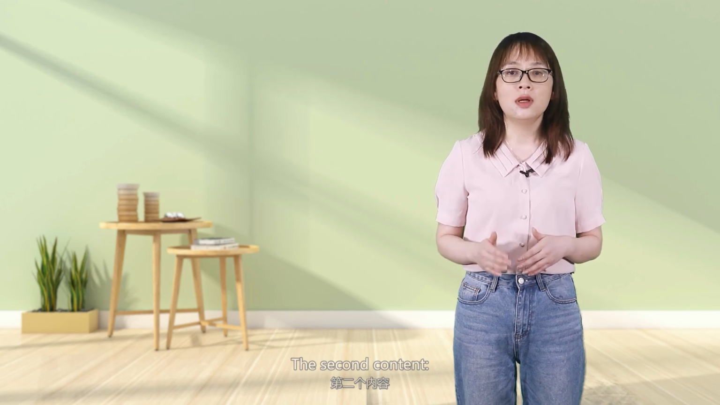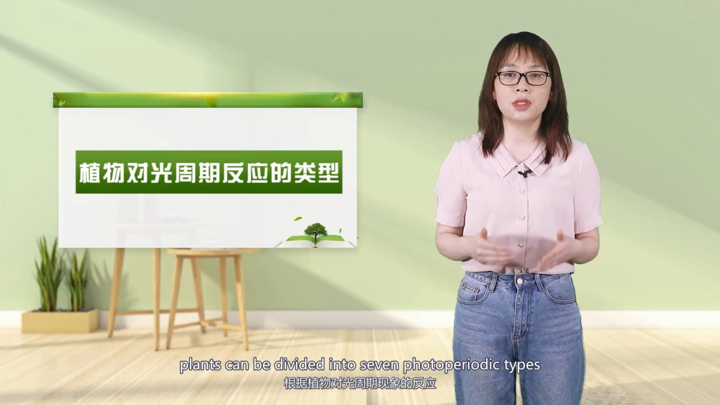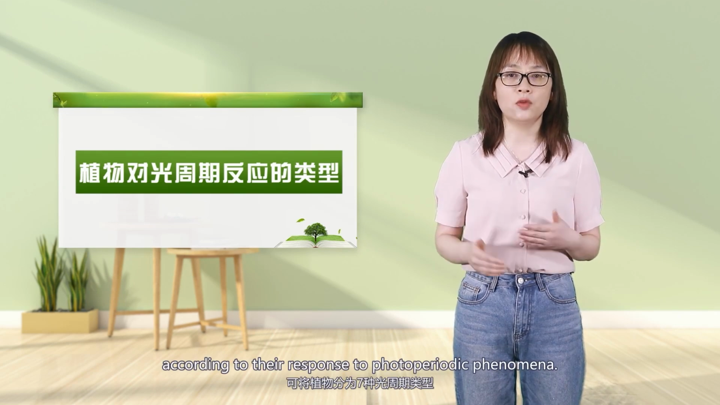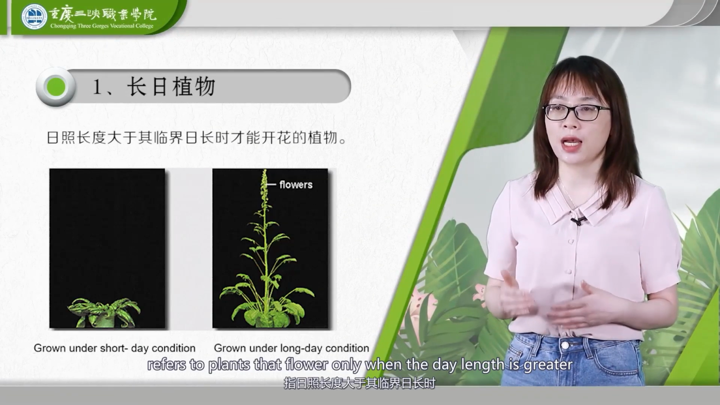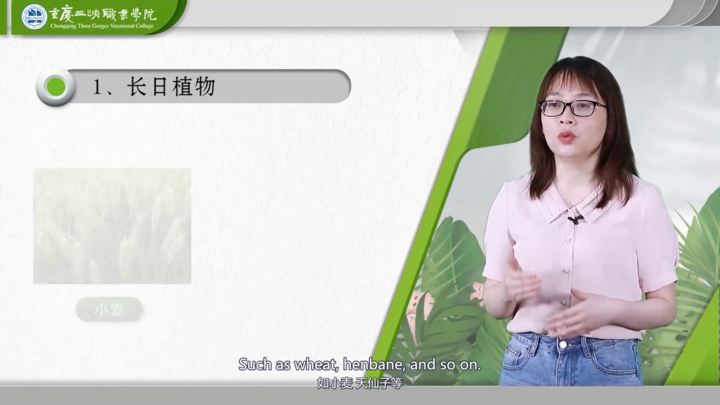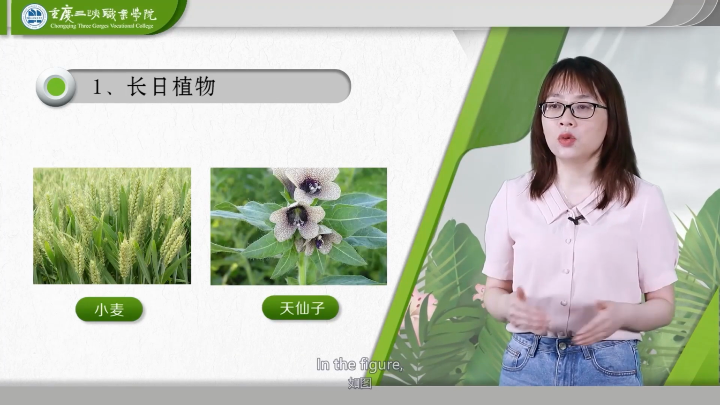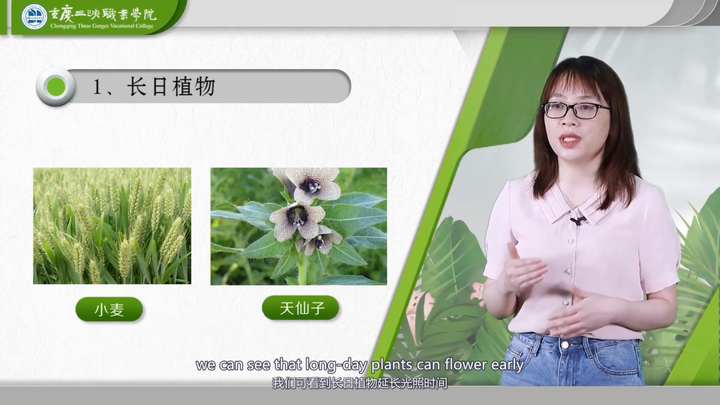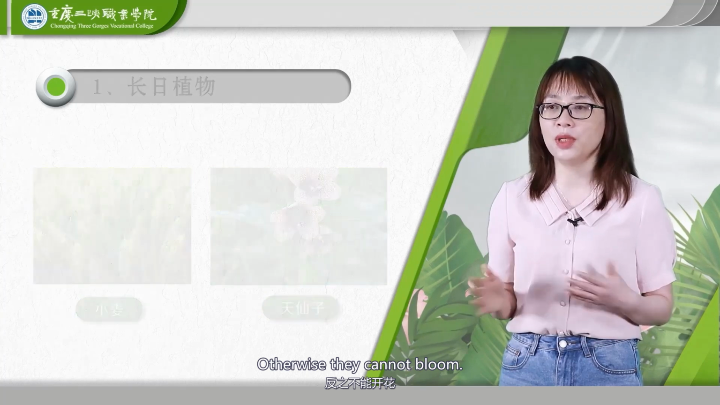Second, the types of plant responses to photoperiod. Plants can be divided into 7 photoperiodic types, according to their response to photoperiodic phenomena. 1. Long day plants refers to plants that flower only when the day length is greater than their critical day length, such as wheat, henbane, and so on. These plants usually flower in summer. In the figure, we can see that long day plants can flower early when the light duration exceeds the critical day length. Otherwise, they cannot bloom.